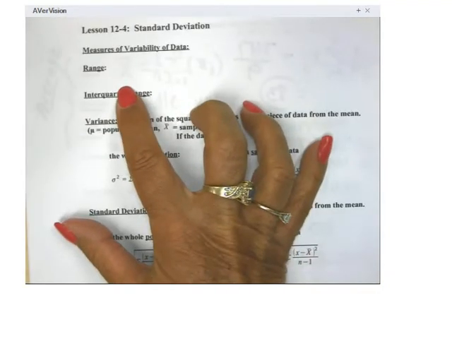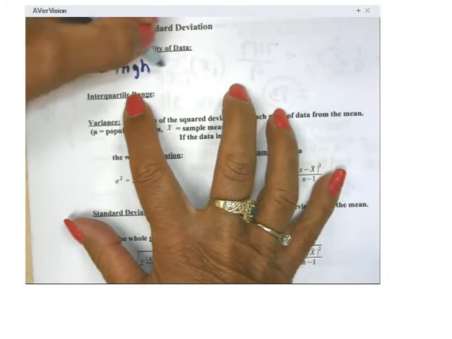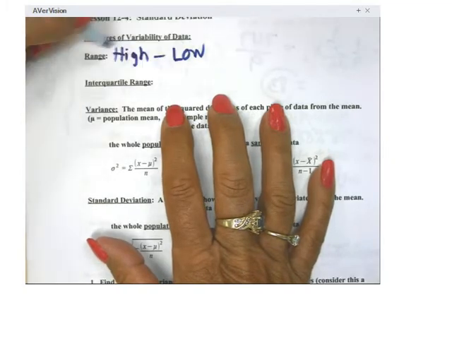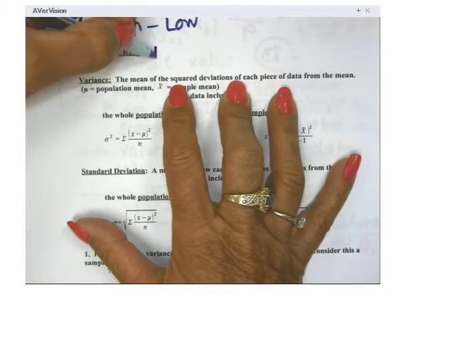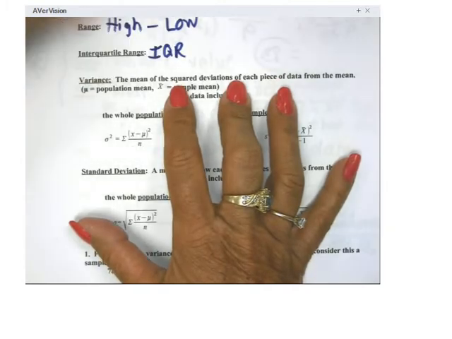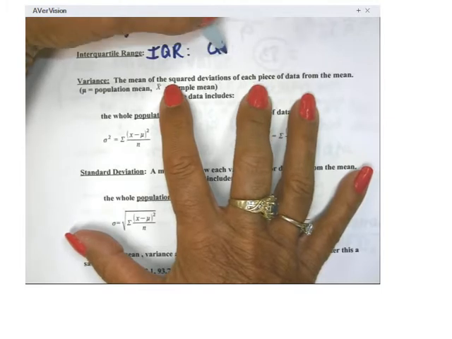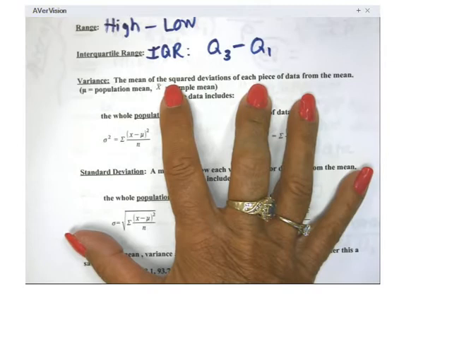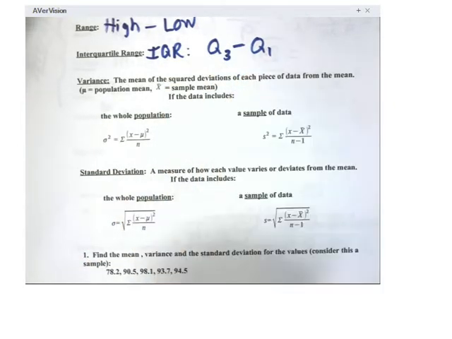One real kind of archaic way of doing that is to look at the range, which we know is the difference between the high and the low. But that only takes the upper number and the lower number into account. So we also have the interquartile range as a measure of spread, and we know that we calculate that by taking the third quartile minus the first quartile, and that tells us the range of the middle 50%.